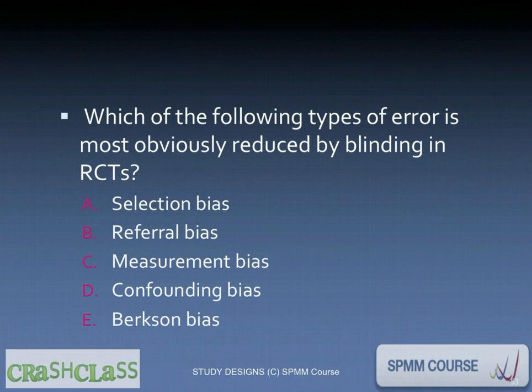Which of the following types of error is most obviously reduced by blinding in RCTs? Blinding reduces measurement bias. Allocation concealment reduces selection bias.